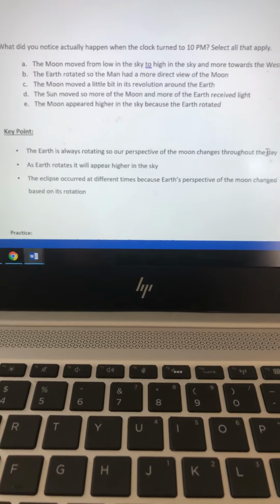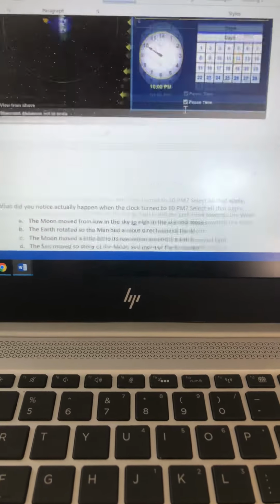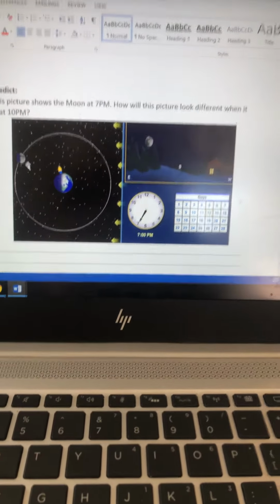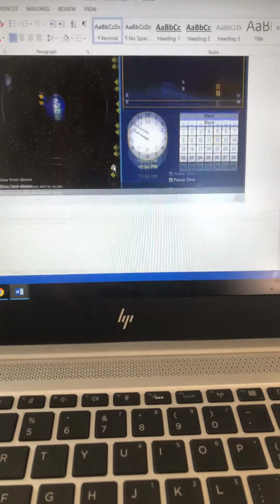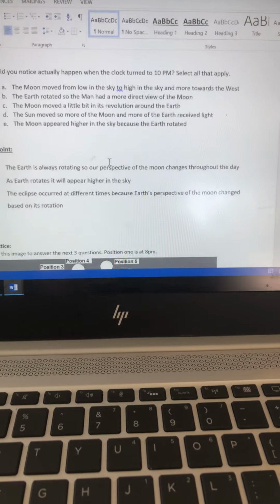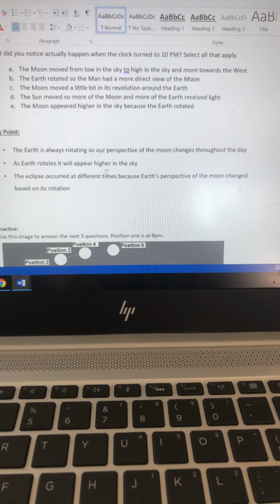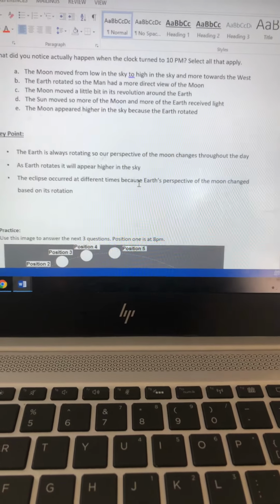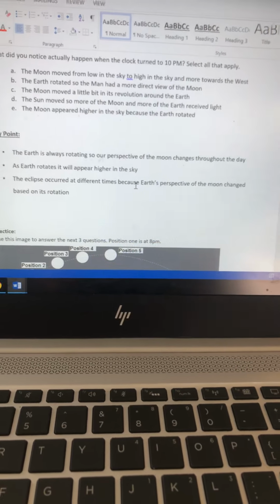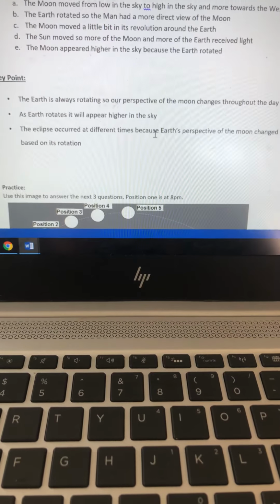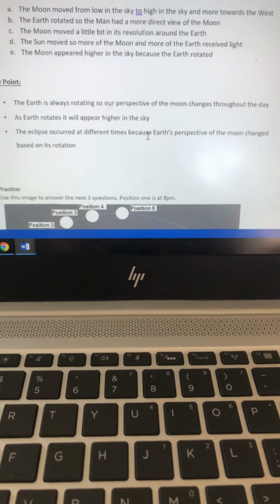The Earth is always rotating, so our perspective of the moon changes throughout the day. So this question asked you, would it look the same at 7 p.m. as it does at 10 p.m.? The answer is no. Our perspective of the moon changes throughout the day. As the Earth rotates, it will appear higher in the sky. So as Earth is rotating on its axis, there are times when the moon is going to appear higher in the sky. The eclipse occurred at different times because Earth's perspective of the moon changed based on its rotation.